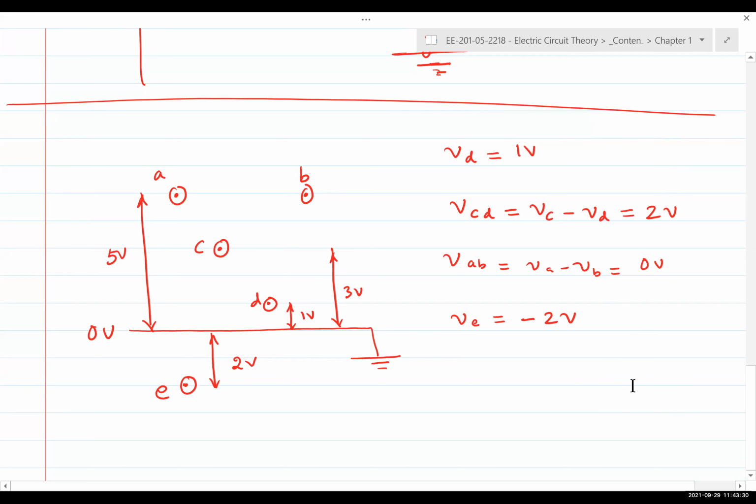And then VED. So VDE is plus 3 volts. VED, positive reference here, negative here. This is 3 volts below D. So it's minus 3 volts. So VDE is plus 3 volts. VED is minus 3 volts.